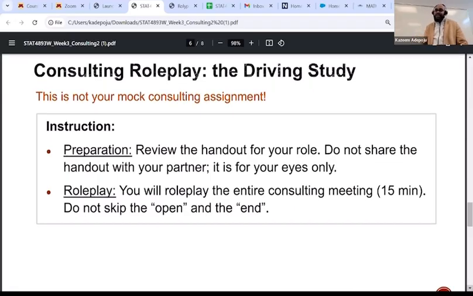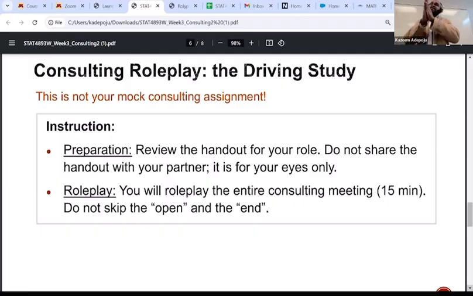Preparation: review the handout for your role, and do not share the handout with your partner. It is for your eyes only. Like I said, do not do that. Then you will role play the entire consulting meeting, 15 minutes. Do not skip the open and the hand.